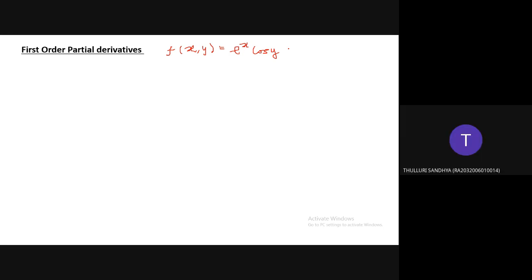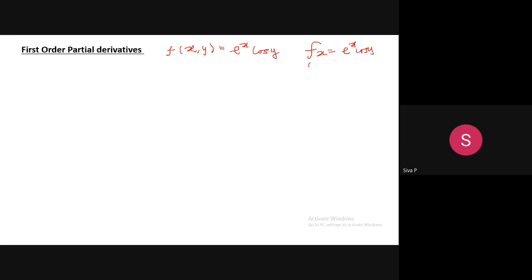Dou f by dou x. What is the value? Keeping cos y constant, differentiation of e power x is e power x, because you are differentiating with respect to x. So fx is e power x cos y.